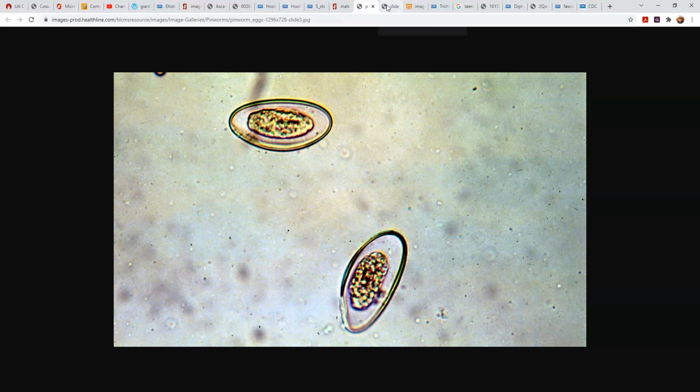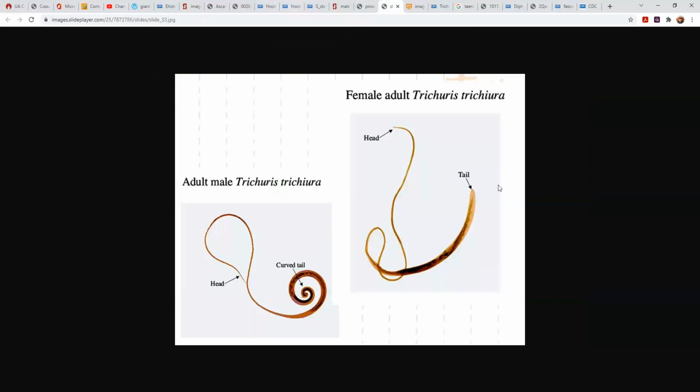Now we'll look at the whipworm. This is Trichuris trichiura. And we have here the male and the female. So these are called whipworms because they're very thin. Their head is a lot smaller than their tail. You can see here their head and then the tail. So what you're seeing here with the male, we see this really curved tail here, not seeing that with the female. So this is Trichuris, known as the whipworm.